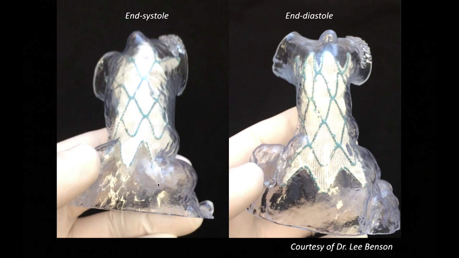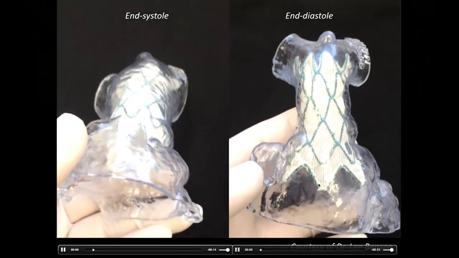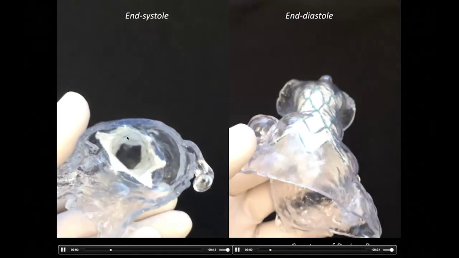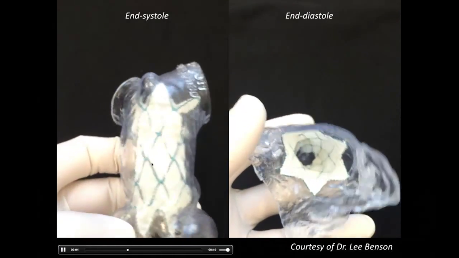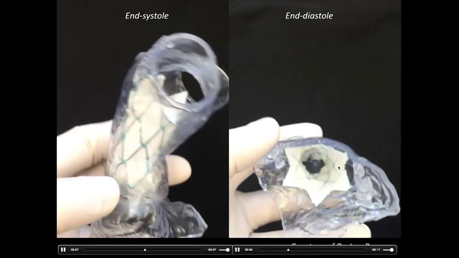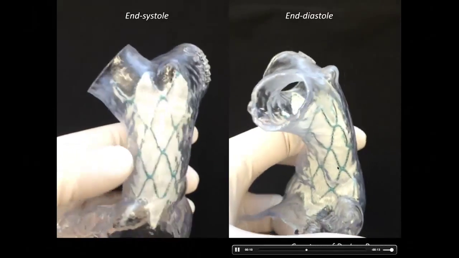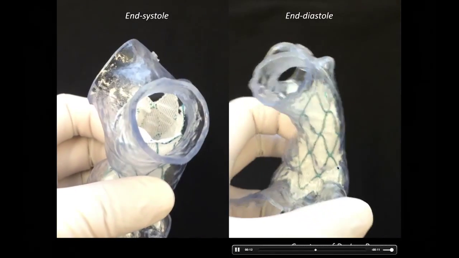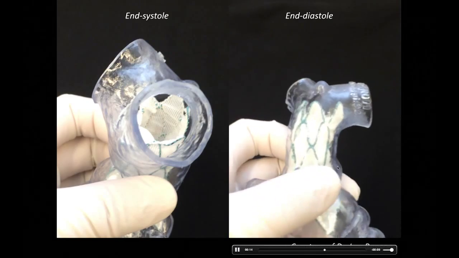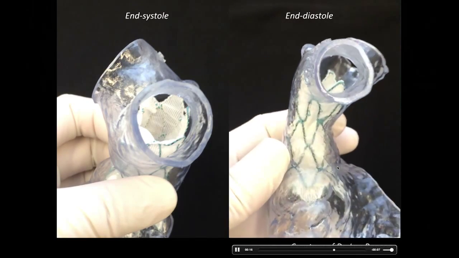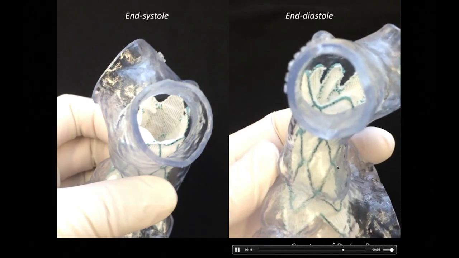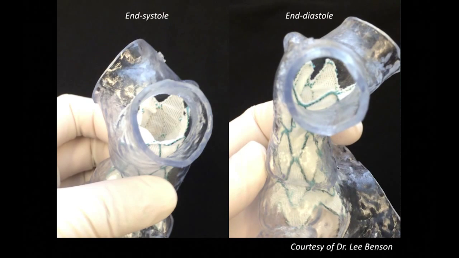interventionist to test whether these models really fit into the right ventricle outflow tract in systole and diastole very nicely. So we have much less concern about inadequate size of the stent in the right ventricular outflow tract. Okay, so this is how we do the MRI.